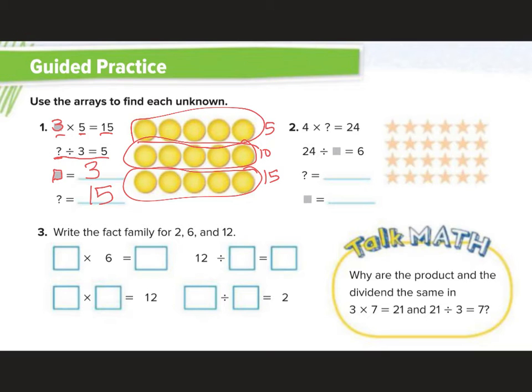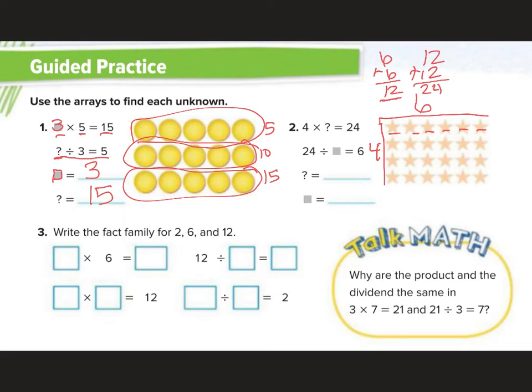Number 2, 4 times what? Let's see, 1, 2, 3, 4, 5, 6. 4 times 6 is equal to 24. Let's see, 6 plus 6 is 12. If that's 2 6s, then I just need to do 12 plus 12 for 4 6s, and that will be 24. So, yep, that does work.